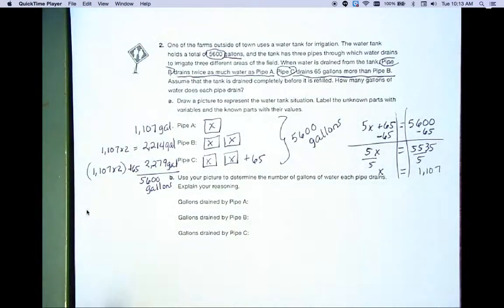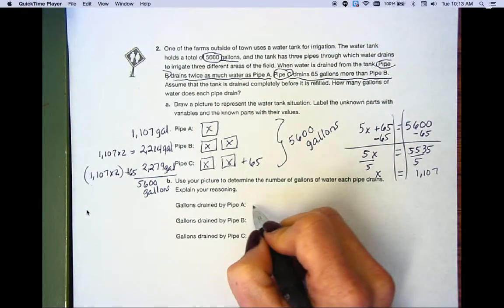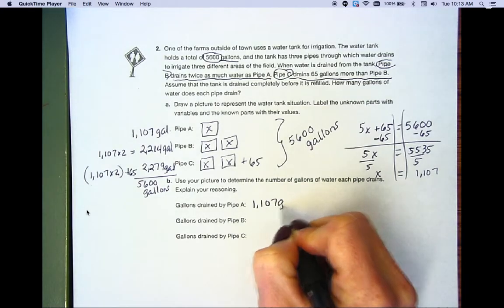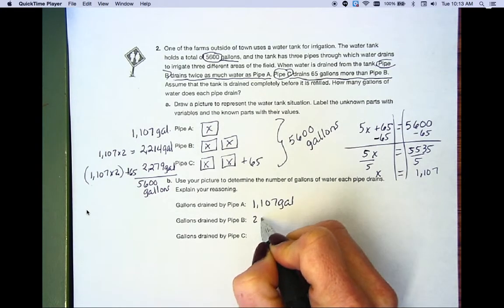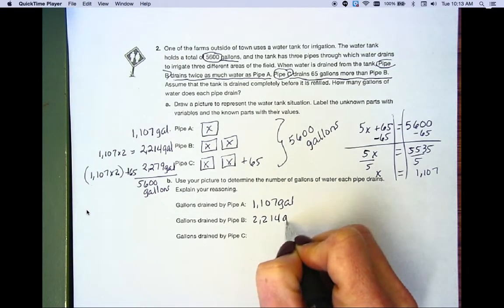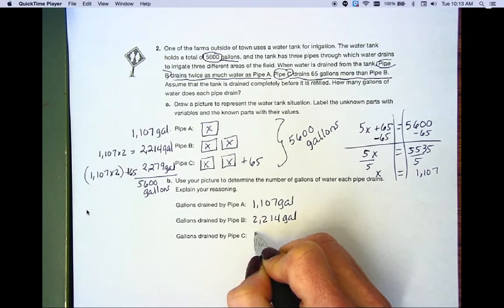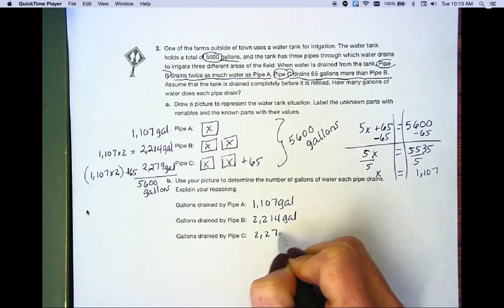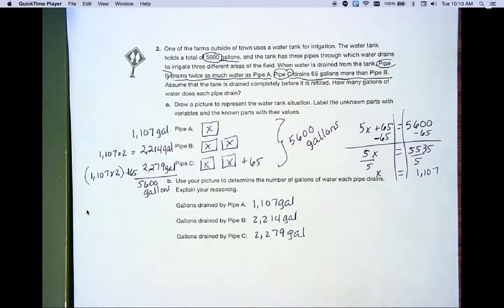If we add all this up, we should get back our 5,600 gallons. So pipe A, 1,107, pipe B, 2,214, pipe C, 2,279 gallons. Okay, this is the end of the mini lesson.